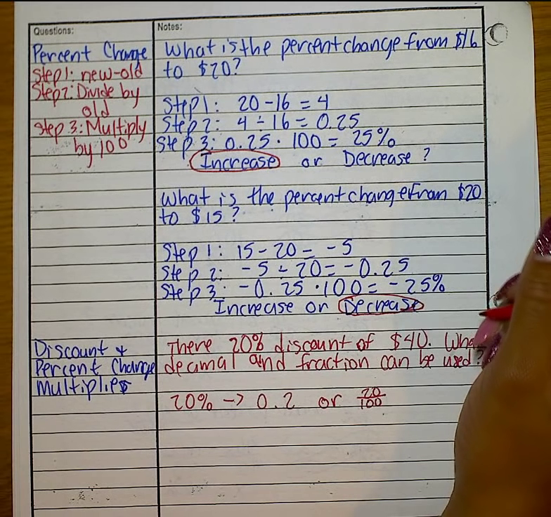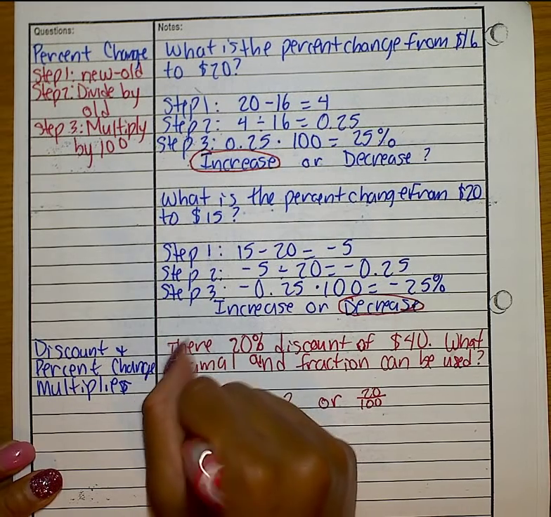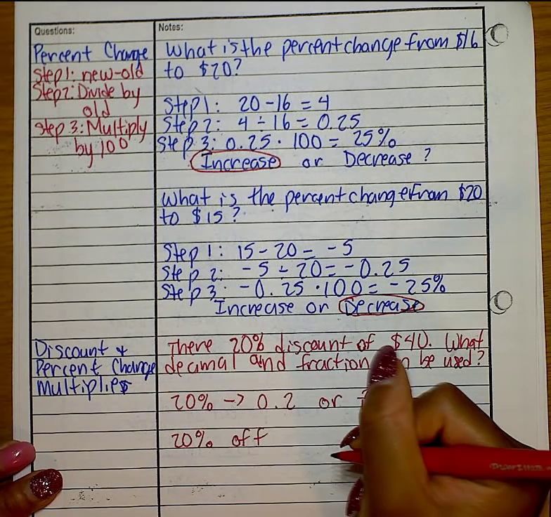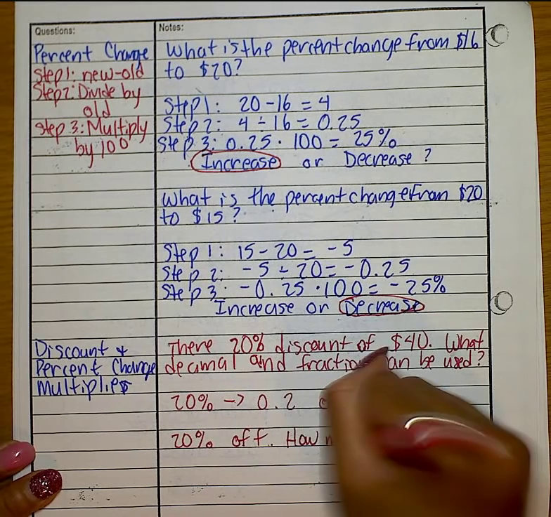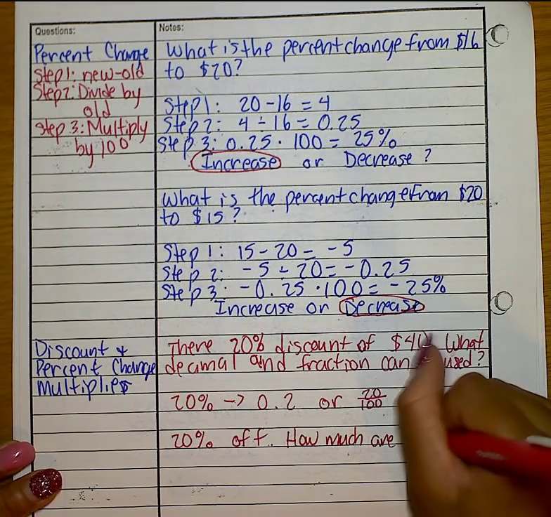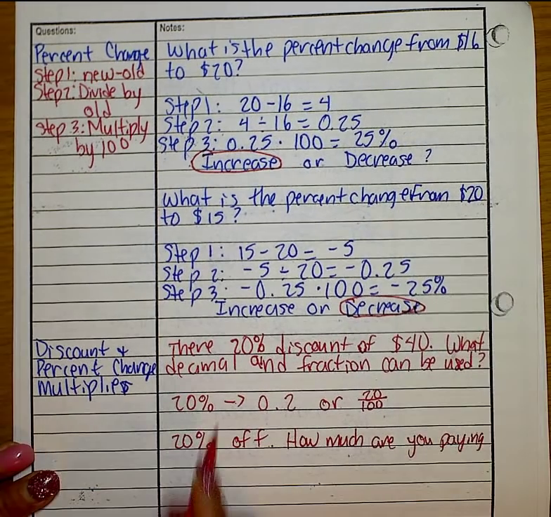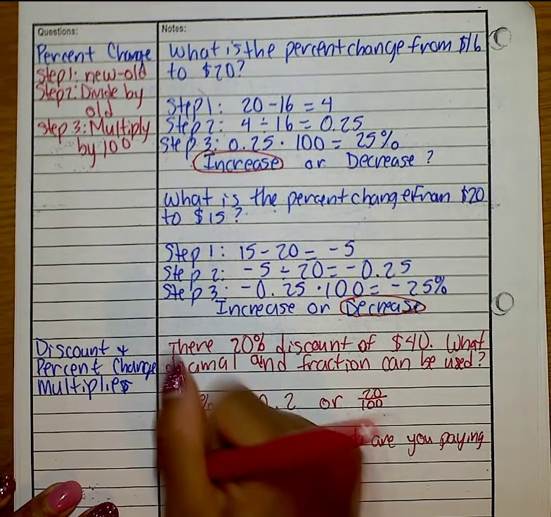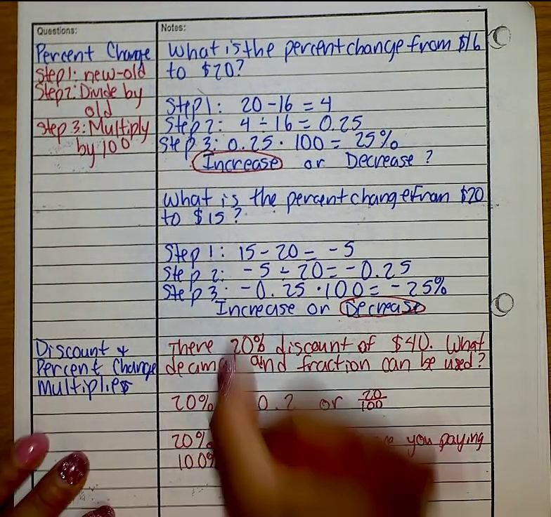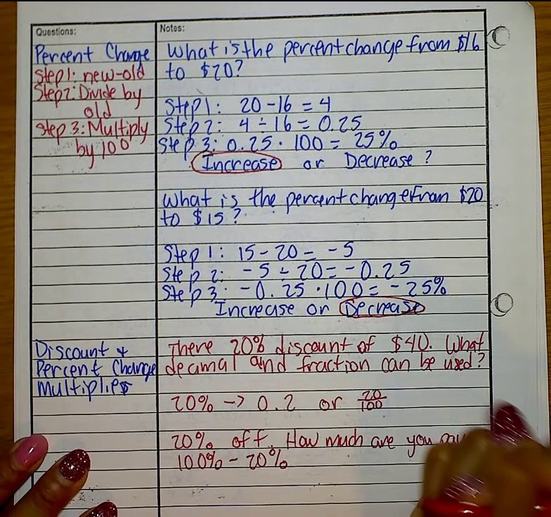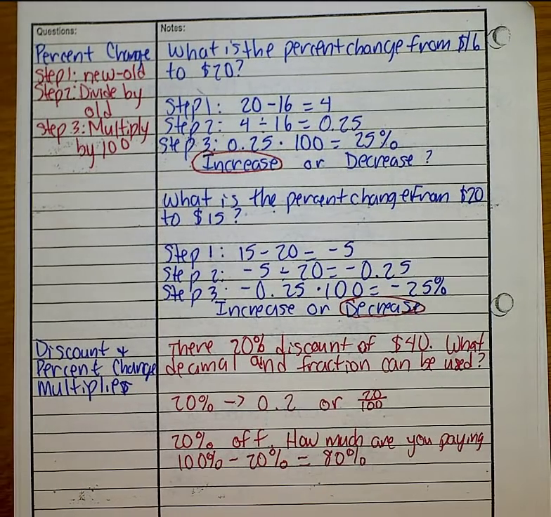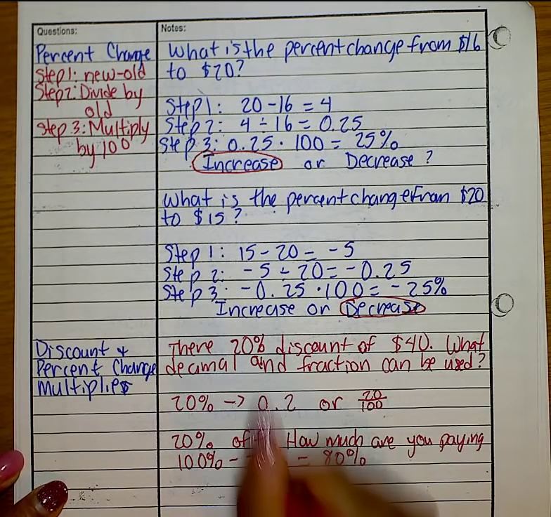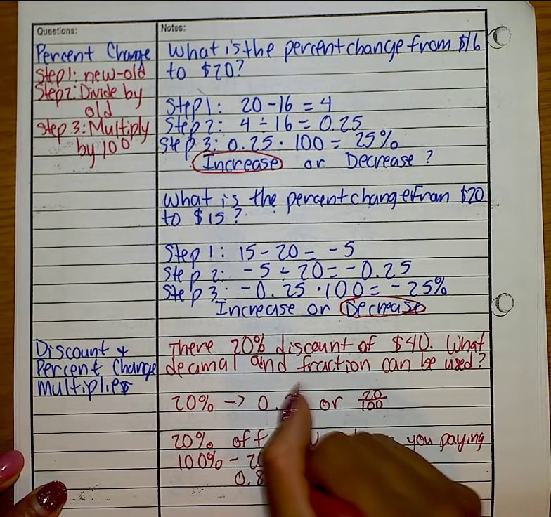Another way is to look at it as if you're paying 20% off of something, then how much are you paying? Look at it as if you are taking 20% off. Originally you had to pay 100% of it, and you're taking away 20% of it, then that is equal to 80%. So now what you're paying is 80%. And since you're paying 80%, you can write that as both the decimal and a fraction. You can have 0.8 or 80 over 100.